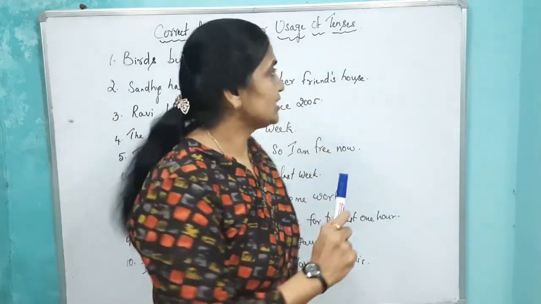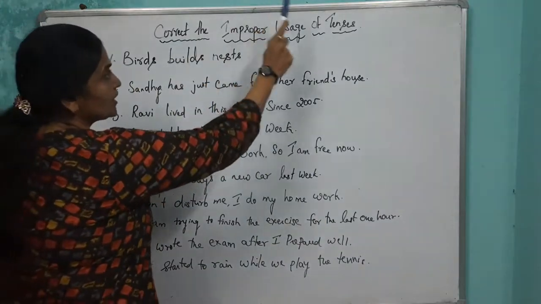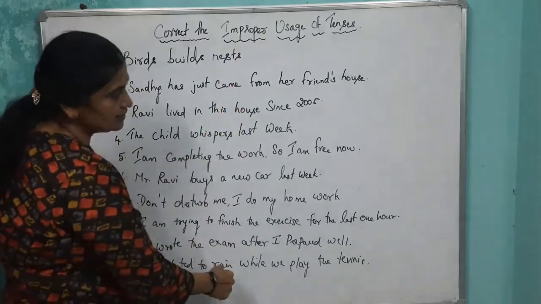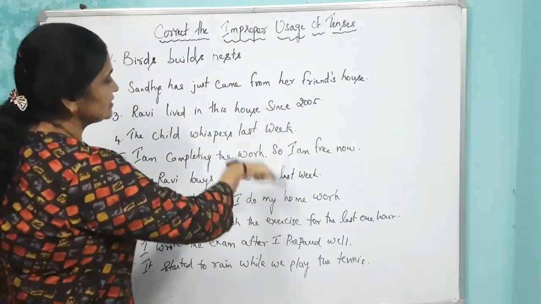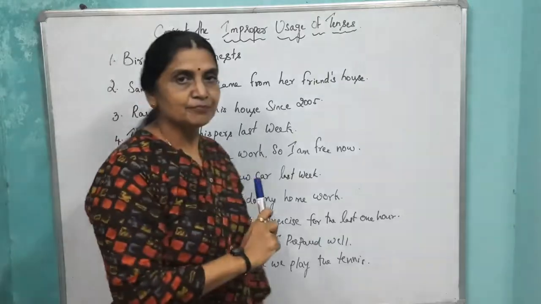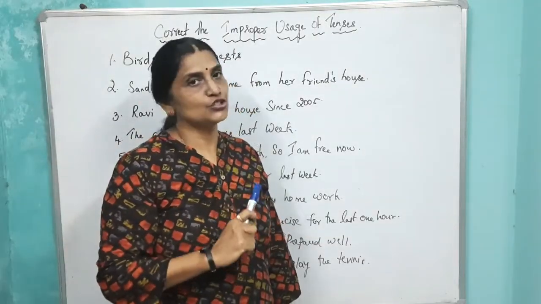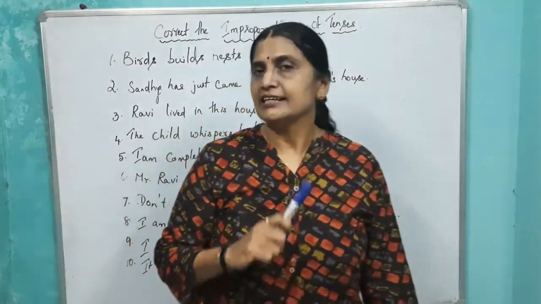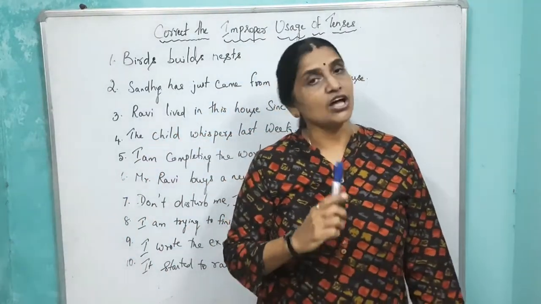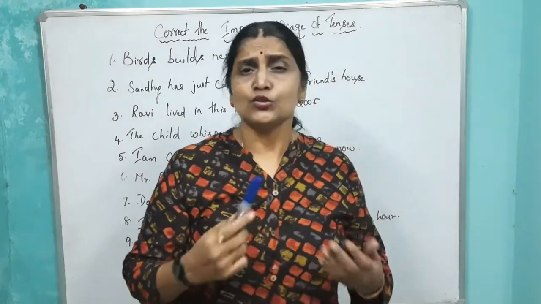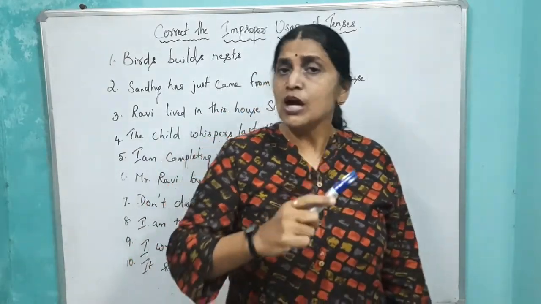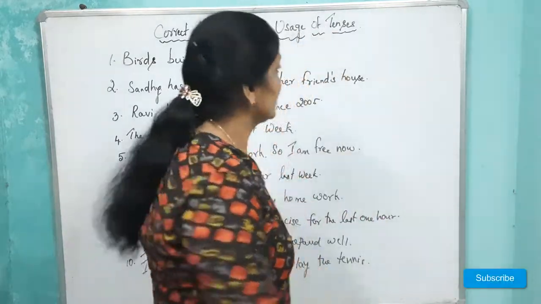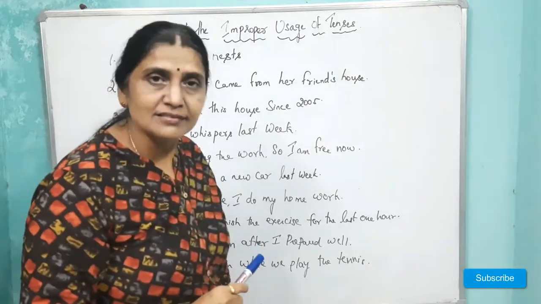Today's lesson is about correcting the improper usage of tenses. We have 10 sentences where the tense is wrongly indicated. You have to correct the improper tense in each of the sentences. Initially, I have done 4 videos on tenses, the rules, usage, all such things. You have to go through them to understand better, and after that you can take up this practice exercise.